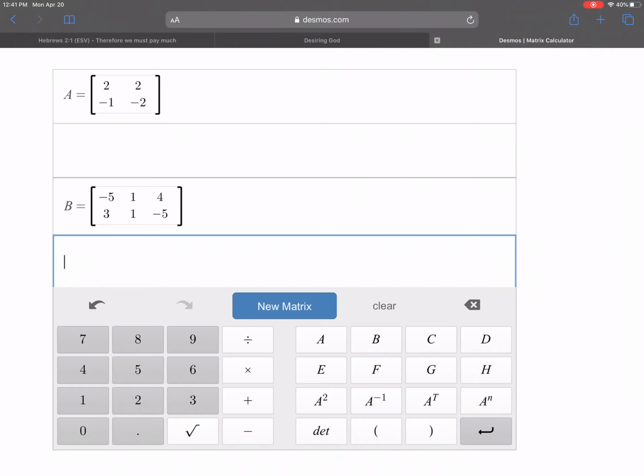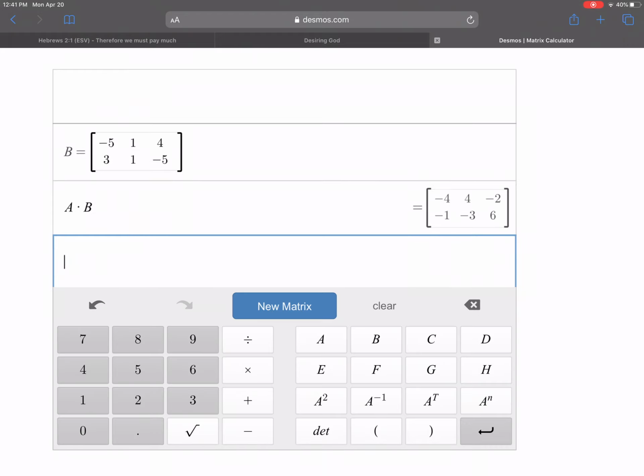Let's go back over there now. Now, what do we want to do? We want to multiply these. So I just hit down here on the pad. I go A times B. A times B, and just hit enter. Boom, there's the exact answer we got. See how easy that is on the Desmos calculator? So you can do your homework that way, just like that, with the Desmos matrix calculator. It's a free website for everybody.